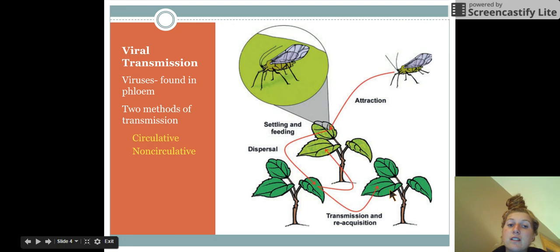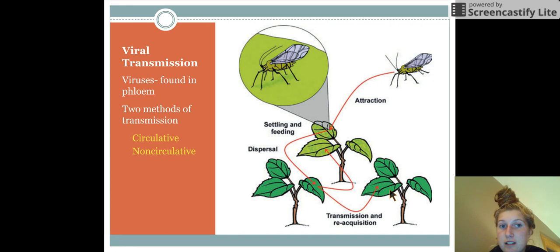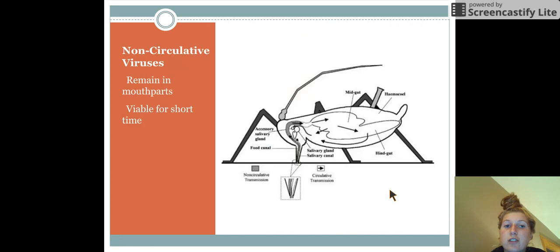The two methods of transmission are circulative and non-circulative, which I will go into next. So first are circulative viruses.